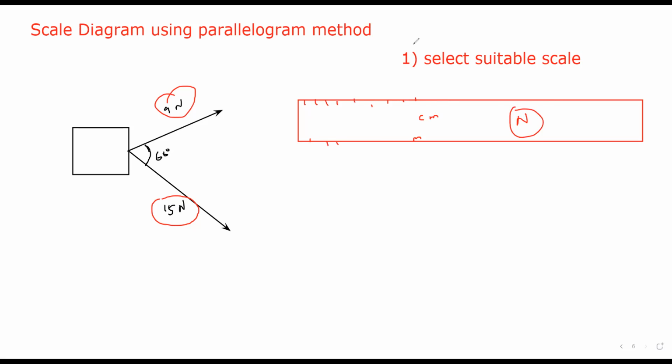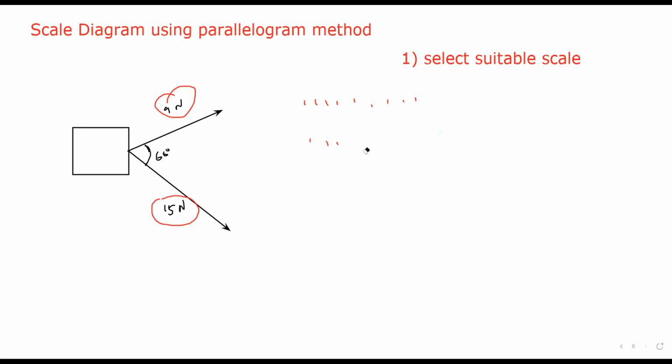So first you have to convert Newton into centimeter by selecting a suitable scale. For example, if a student selects that 1 centimeter equals 1 Newton, then 9 Newton will be 9 centimeters.